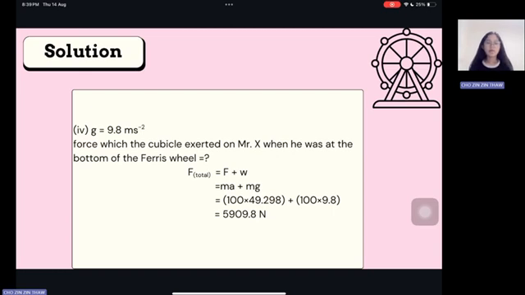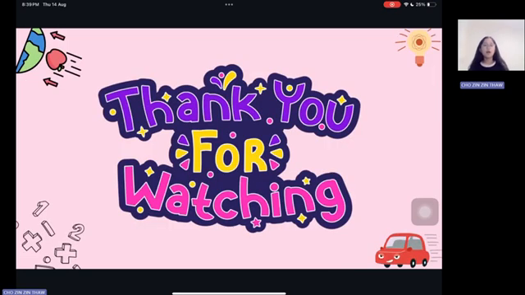So when we substitute all the values into the formula respectively, the force exerted by the cubicle on Mr. X when he is at the bottom of the Ferris wheel is 95909.8 Newton.